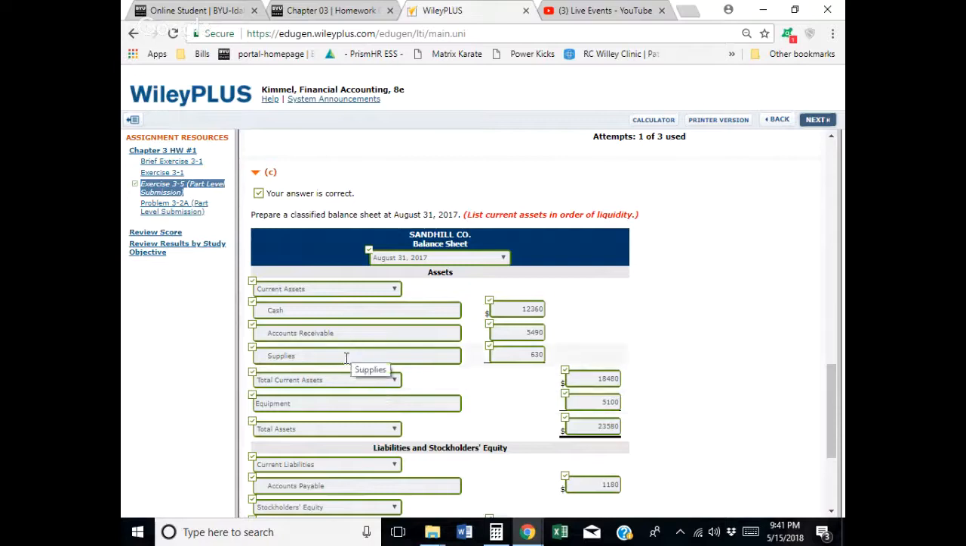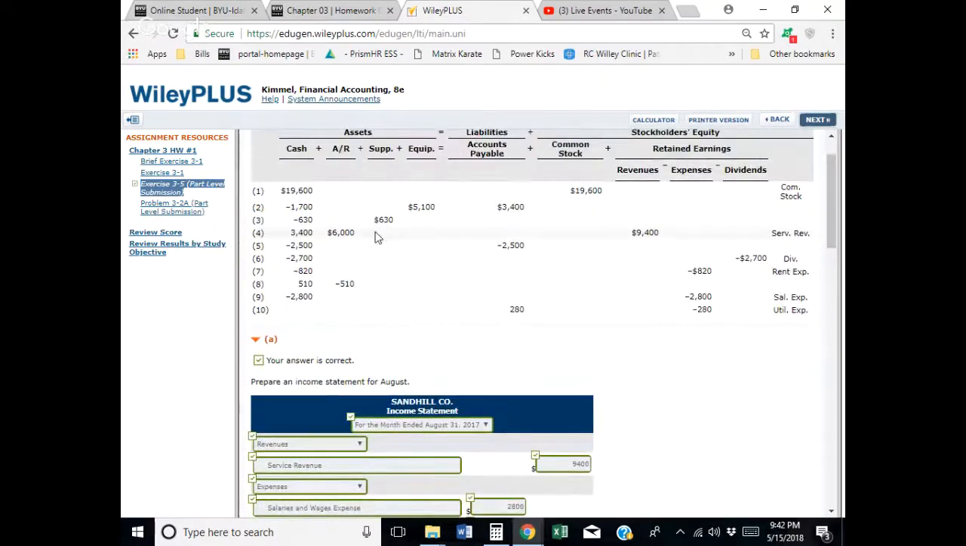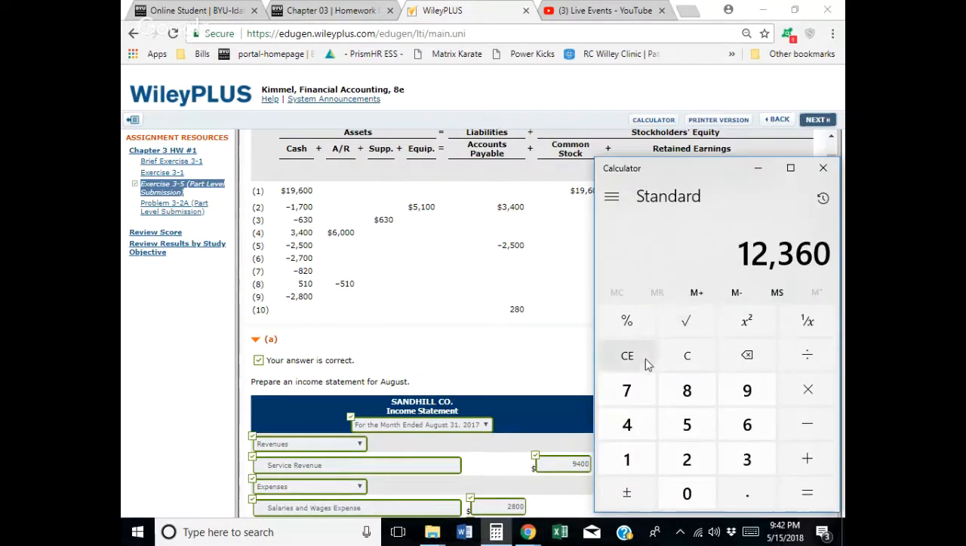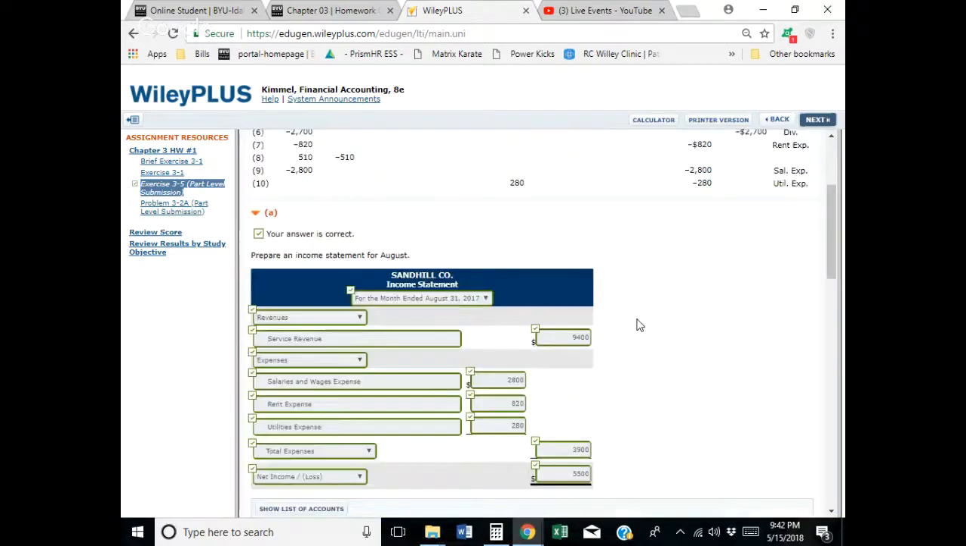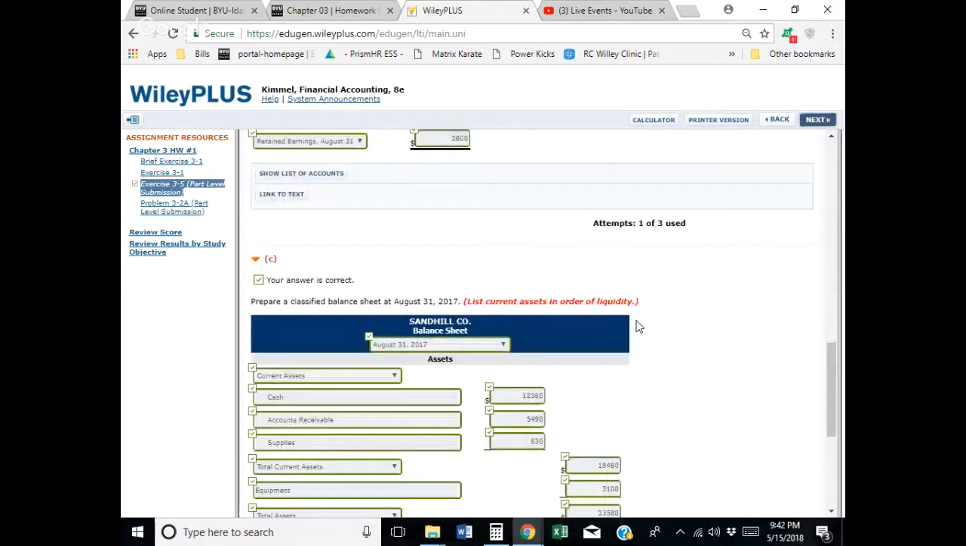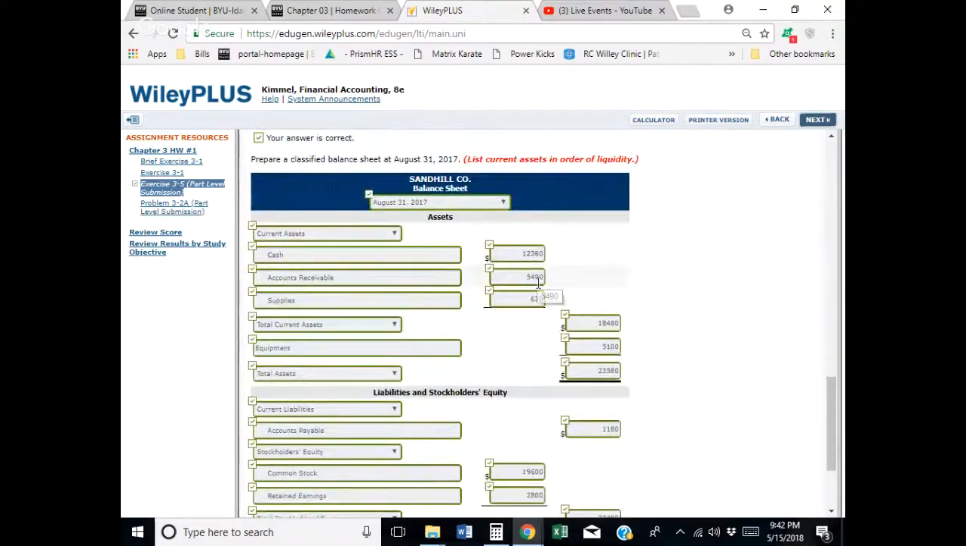And the second account on our current assets is accounts receivable. Company accounts receivable is right here. There's two items, so clear the calculator. First one is $6,000. And second is negative 510, so we'll subtract 510 from 6,000. That gives us accounts receivable of 5,490. So we'll enter 5,490 right here.